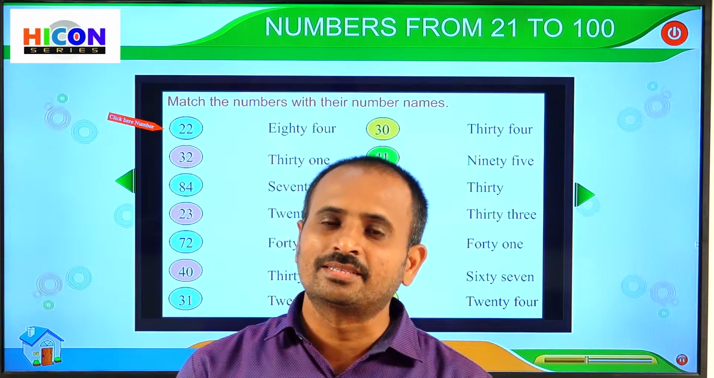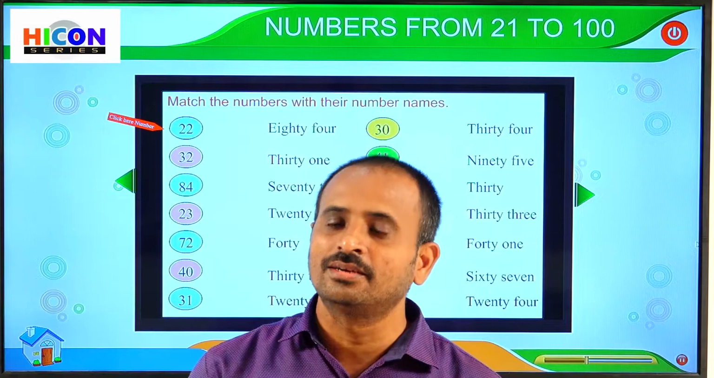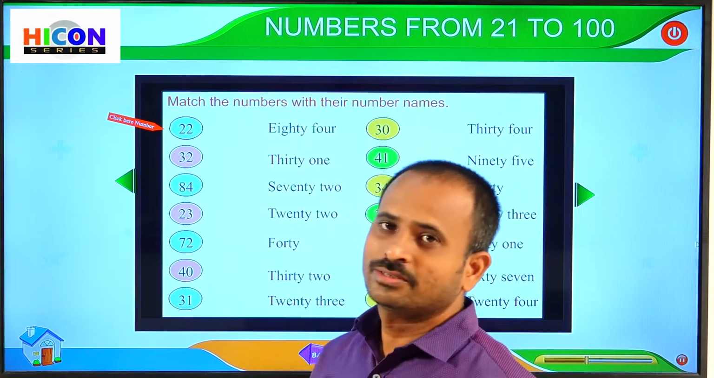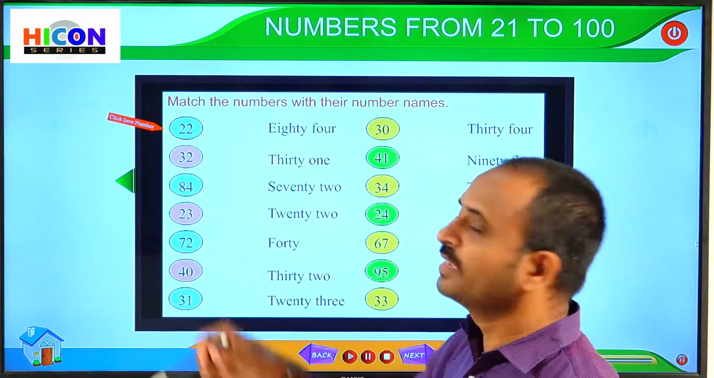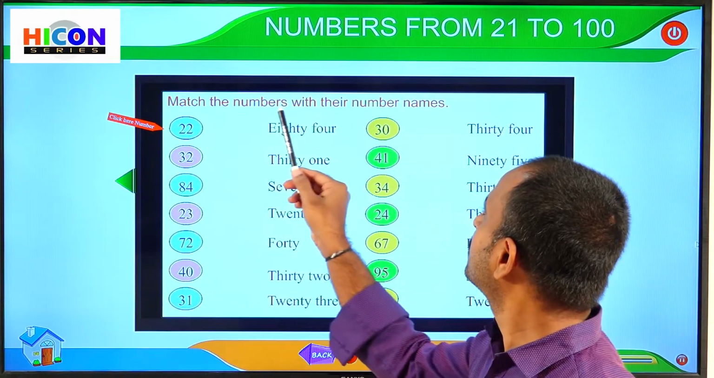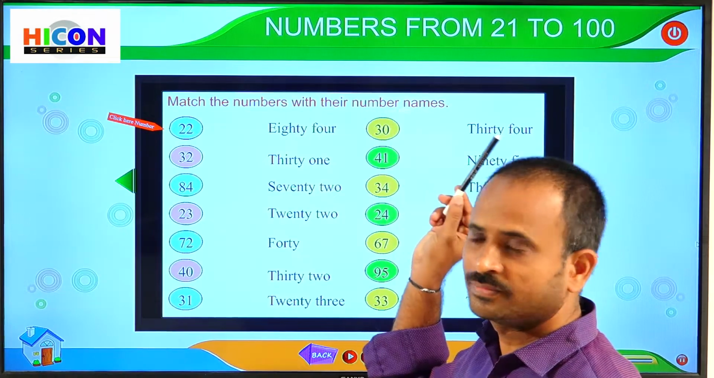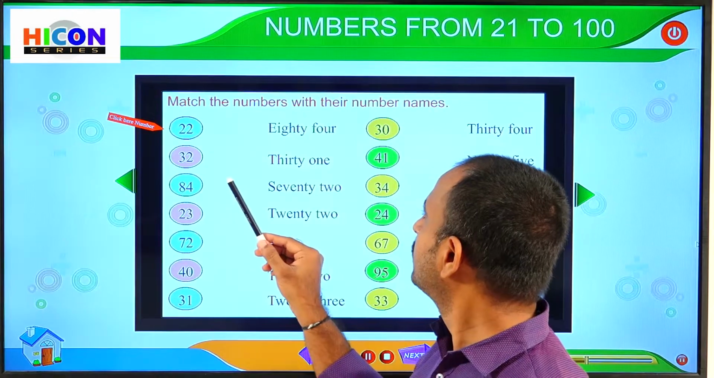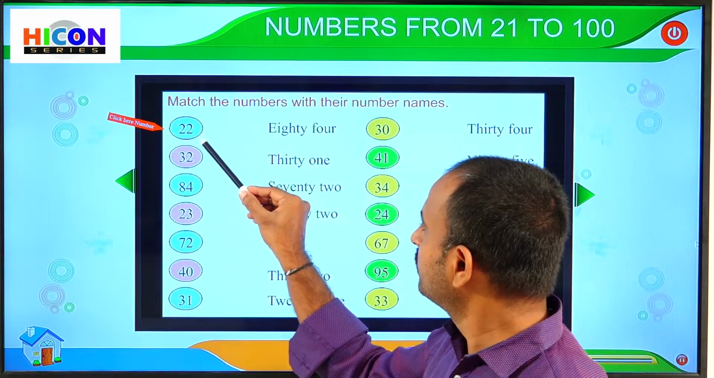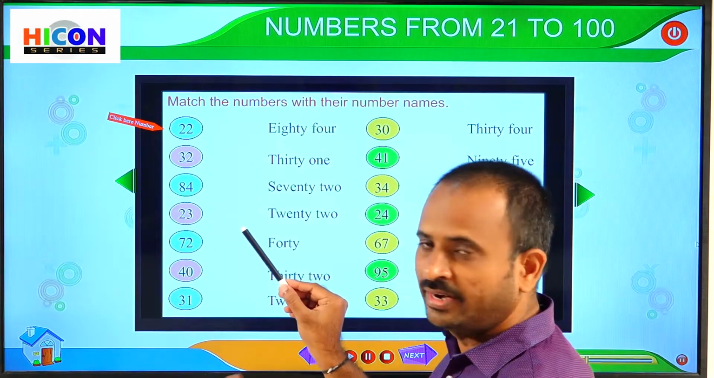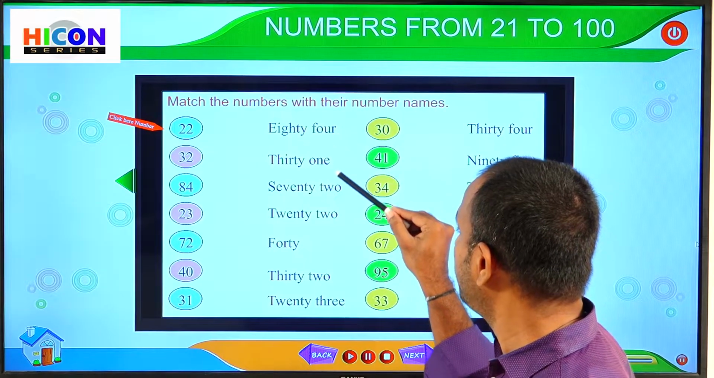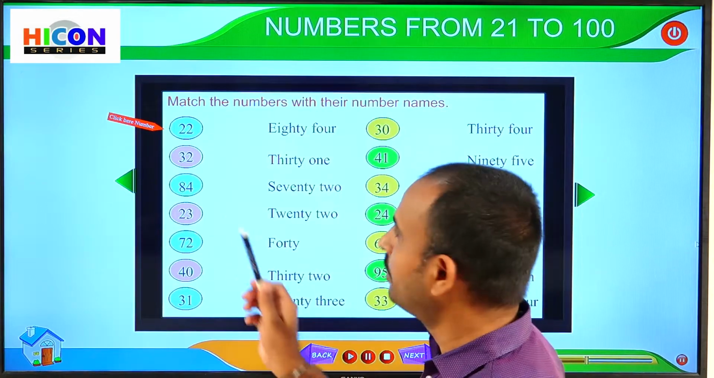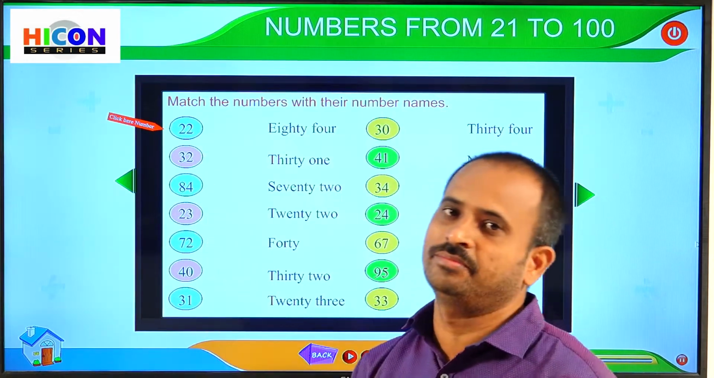So let us practice some exercises, that is activities on the numbers from 21 to 100. So let us see an activity. Here is an activity: match the numbers with the number names. So see the children. Here you are observing the numbers on the left side and their number names on the right side. And our task is to match the number with its correct number name.